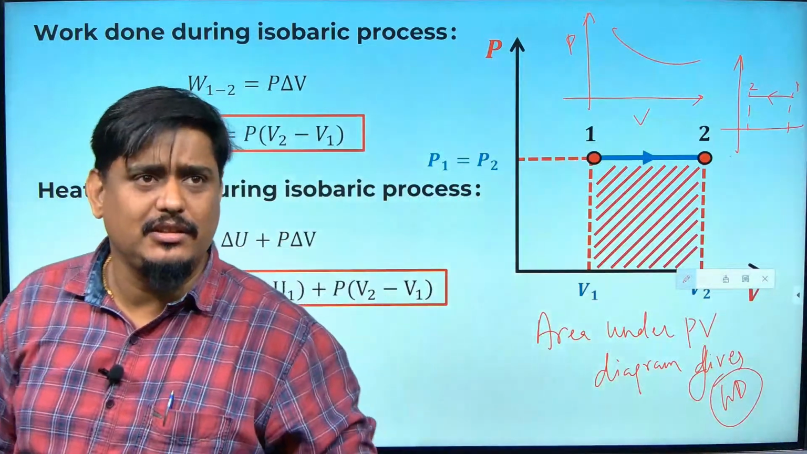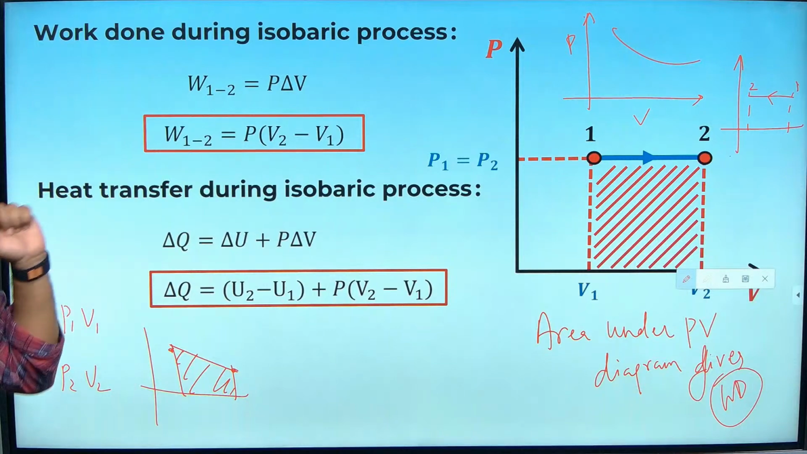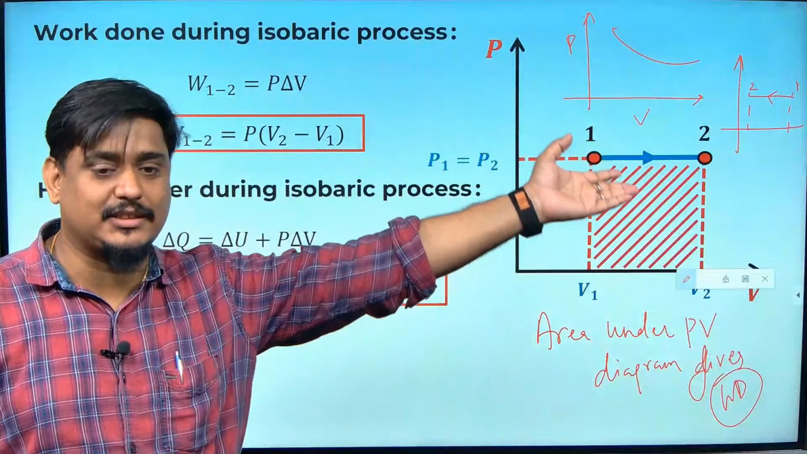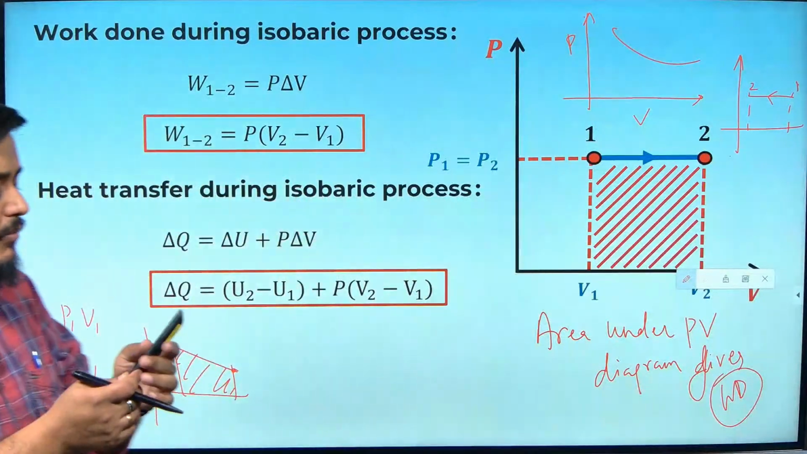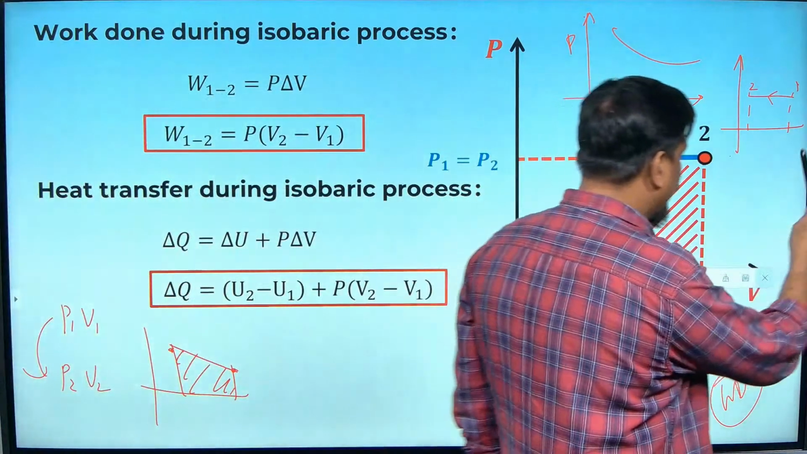So expansion and compression, both graphs can be drawn. Just by the arrow direction, the meaning is changing. If the arrow is towards right, it is expansion, towards left, compression. Are you getting? So this data you should be able to find out from the question, right? Next, if I go to the next process, I think isochoric will be next.